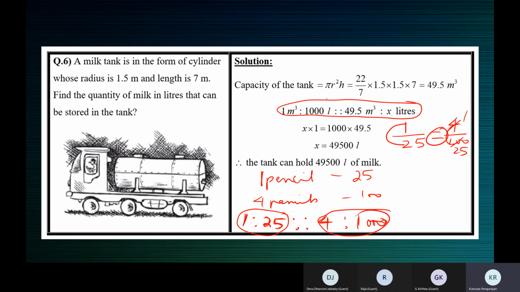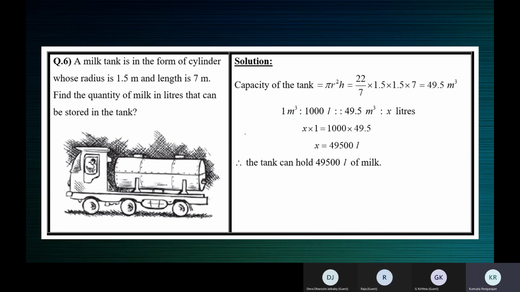Similarly, here the ratio will be the same. The ratio 1/1000 will be equal to this ratio 49.5 by x. You can also work it like this: 1 meter cube, 1000 liters is equal to 49.5 meter cube, x liters. The ratio is the same. This ratio and this ratio will be the same.